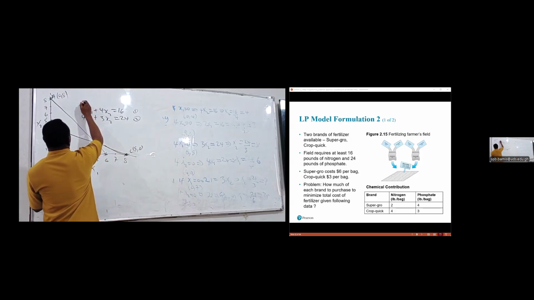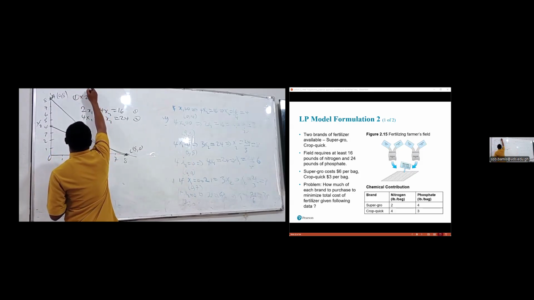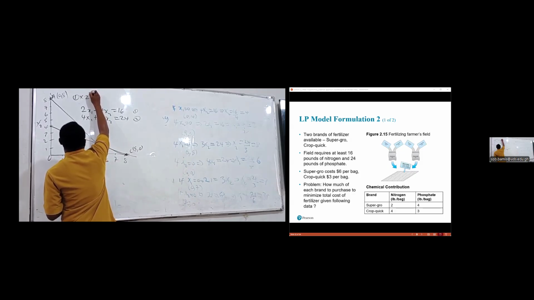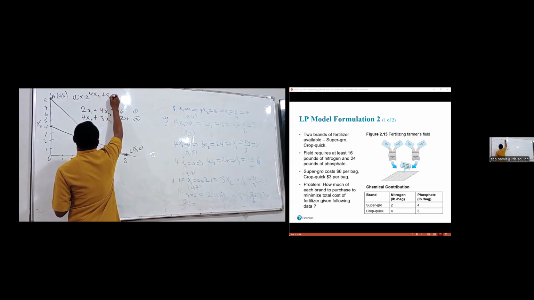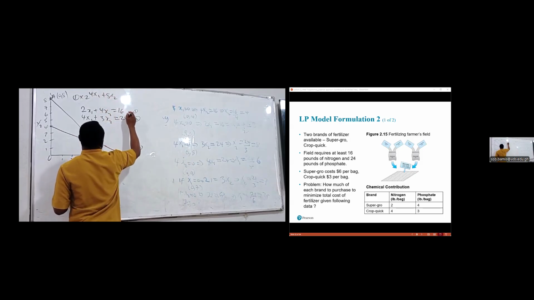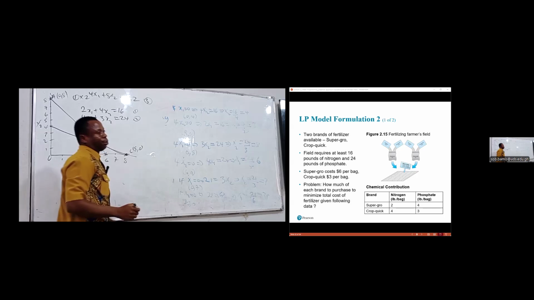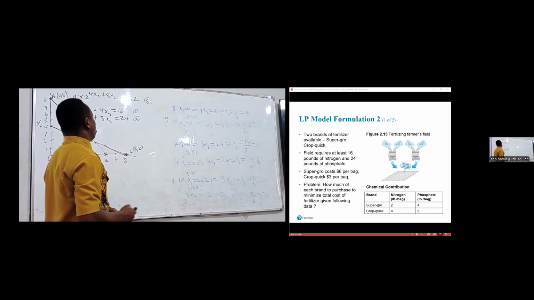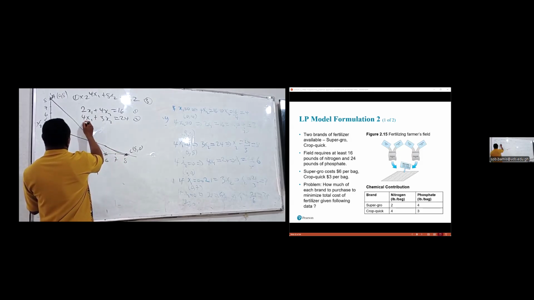So equation 1 times 2 will now be what? We have 4x1 plus 8x2 is equal to 32. So call this equation 3. So let's do equation 3 minus equation 2. So 3 minus 2.